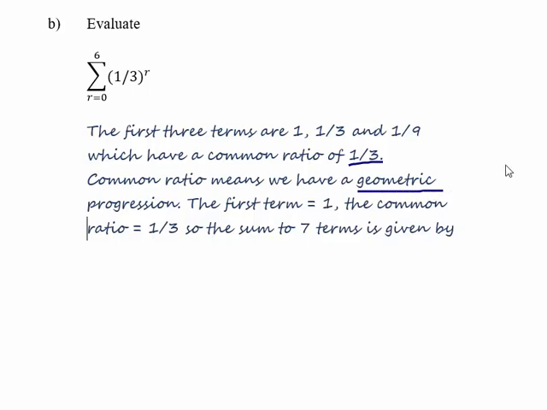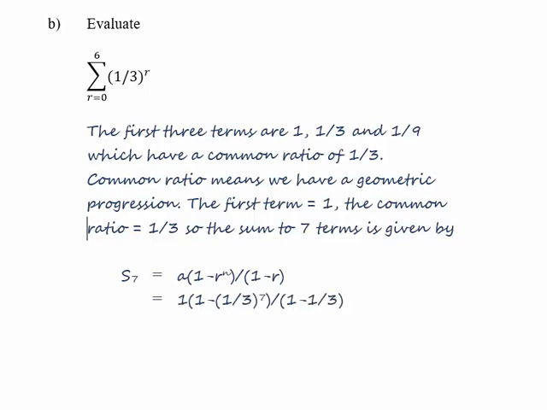So the sum to 7 terms is given by a brackets 1 minus r to the n over 1 minus r. Putting the values in, we get the sum to 7 terms is 1.499.